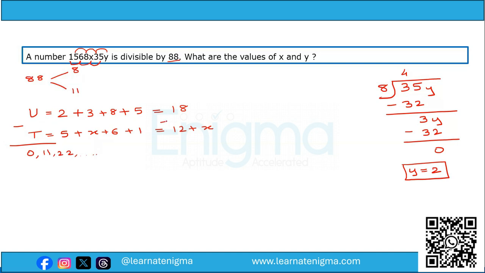In this case, it will become 18 minus (12 plus x), so the difference is 6 minus x. Now 6 minus x cannot be equal to 11, 22 or any other multiple of 11 except 0. So the equation becomes 6 minus x equals 0, and therefore we can conclude that the value of x is 6. That is our answer: x equals 6 and y equals 2.